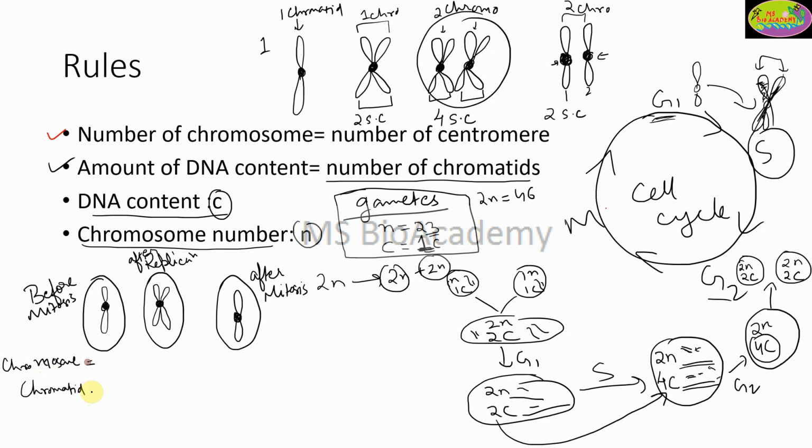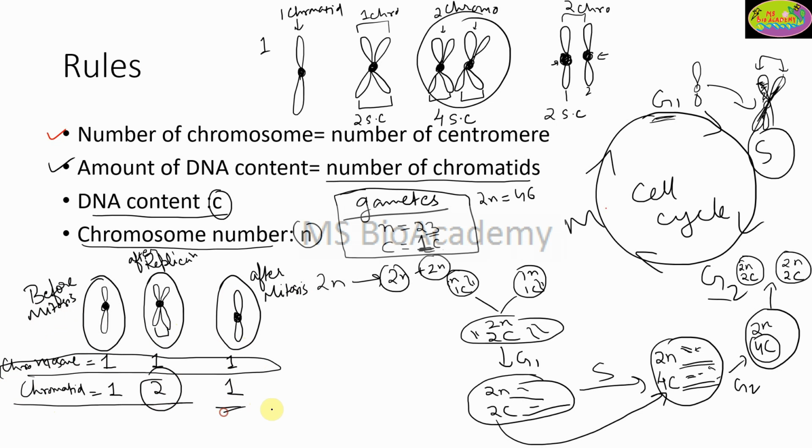So let's write it down. Here chromosome number 1, 1 centromere, so 1 chromosome; 1 centromere, so 1 chromosome; 1 centromere, so 1 chromosome. What about the chromatid? Chromatid is 1 only. Here the chromatid is 2. Now here the chromatid is again 1. So you can see the transition: before and after mitosis the chromosome number remains the same, but the chromatid number changes after replication and is restored after mitosis.